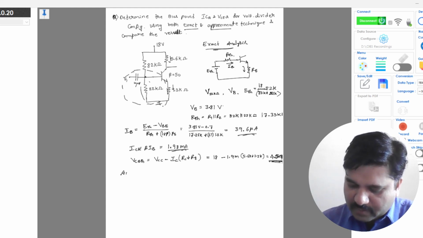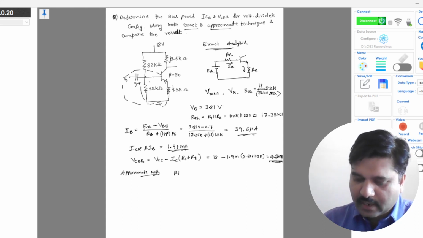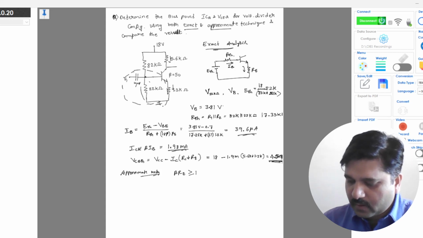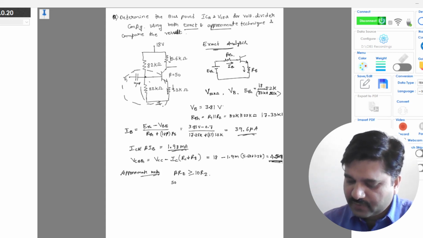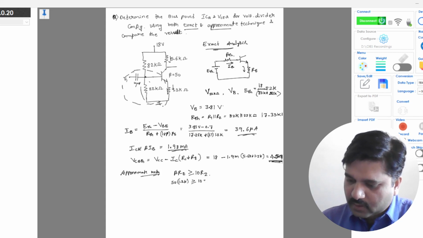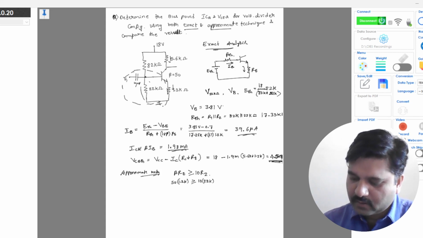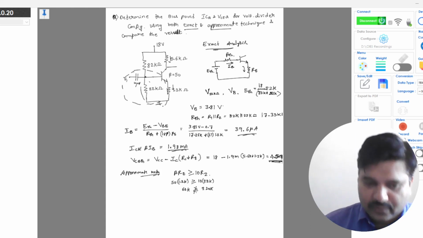Now using the approximate method, we check for the condition: beta RE should be greater than or equal to 10 times R2, right? So beta is 50, RE is 1.2k, should be greater than or equal to 10 times R2, which is 22k. Now beta RE is 60k and this is 220k. So this is not satisfied here, it is not even equal to, right?